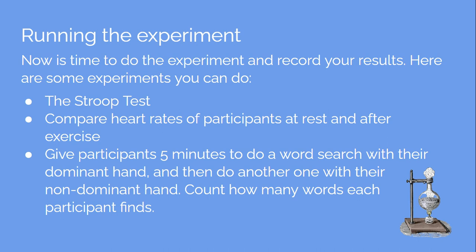We've got the strip test, so I've got a video in this playlist next to show you what that's about. You can compare the heart rates of participants at rest and after exercise. That's what my example is going to be about. Or you can compare dominant versus non-dominant hand and how long it takes people to do things, or a bunch of other things. You just need to compare your treatment with your control and measure your response variable and see what happens.